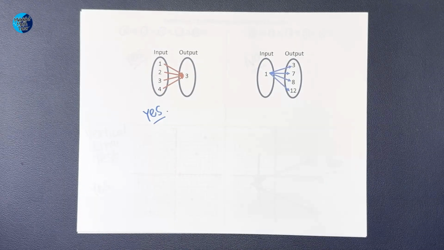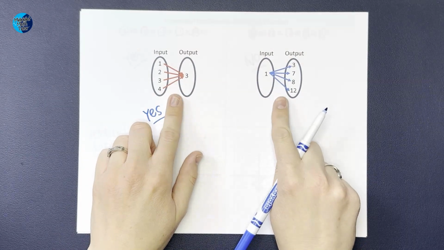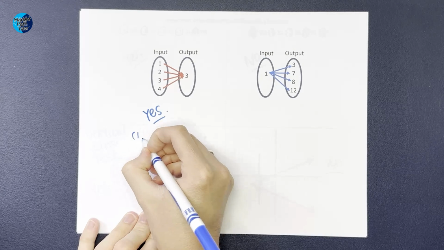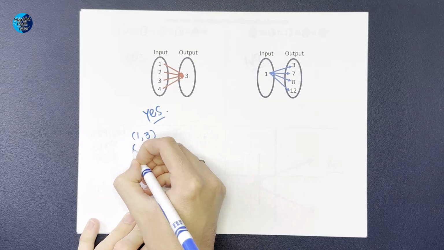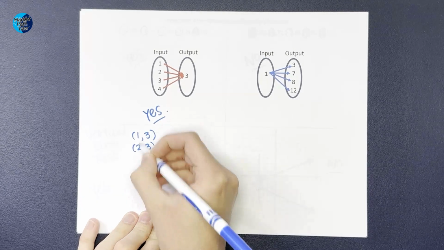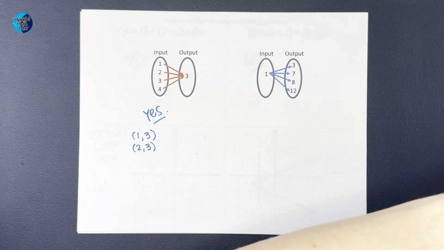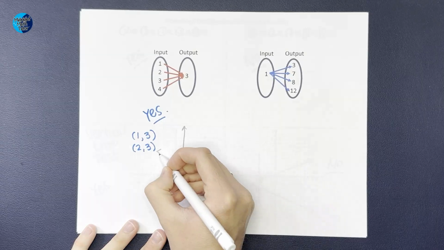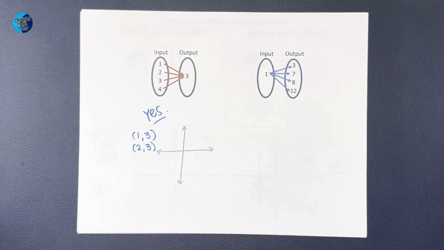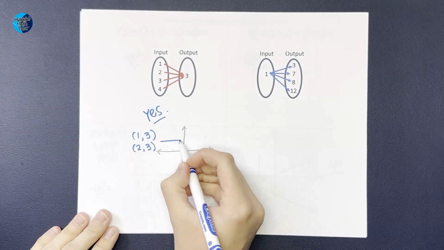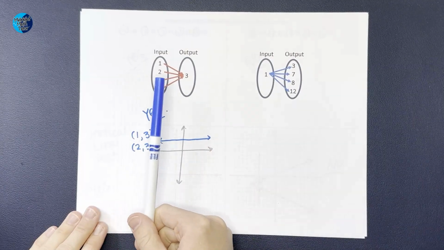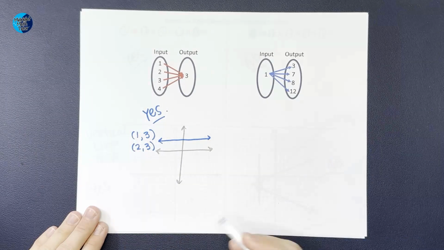Now, one other thing that helps me remember which one's a function and which one's not, I could write these as ordered pairs, right? Such as 1, 3, 2, 3, and I could keep writing the rest of them. If I were to graph those ordered pairs, what would it be? It would be a flat line at 3, right? So that would definitely pass my vertical line test.